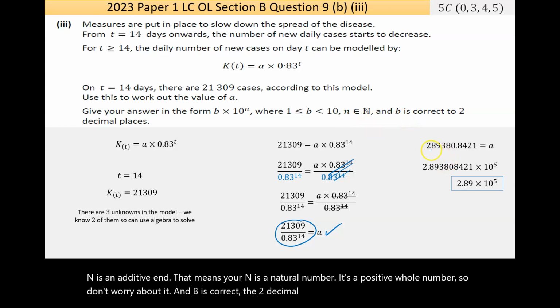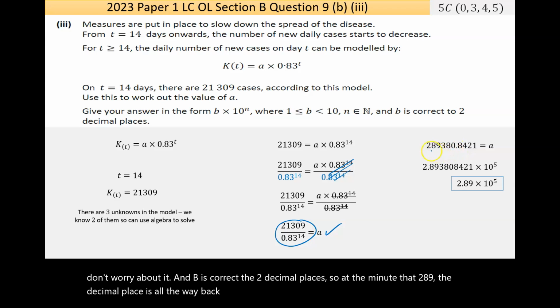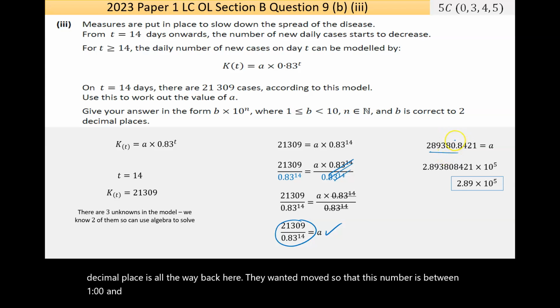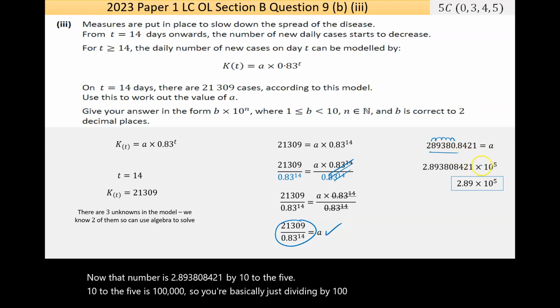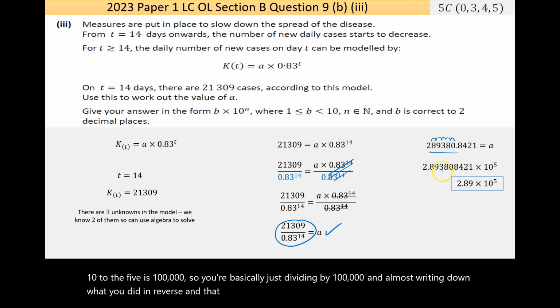So at the minute, that 289, the decimal place is all the way back here. They want it moved so that this number is between 1 and 10. So I'm going to move it once, twice, 3 times, 4 times, 5 times. Now, that number is 2.89380841 times 10 to the 5. 10 to the 5 is 100,000. So you're basically just dividing by 100,000 and almost writing down what you did in reverse. And that makes a different number that's easier to manage when you're doing calculations.